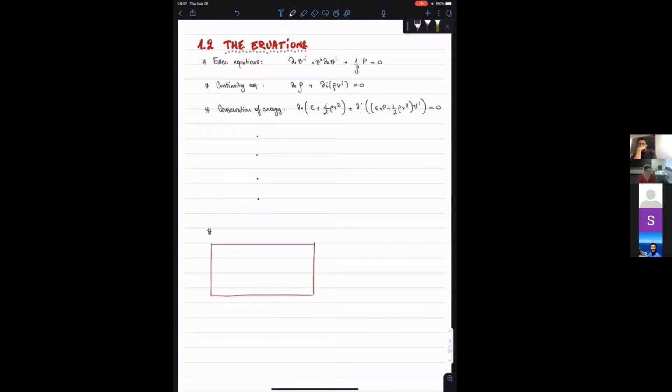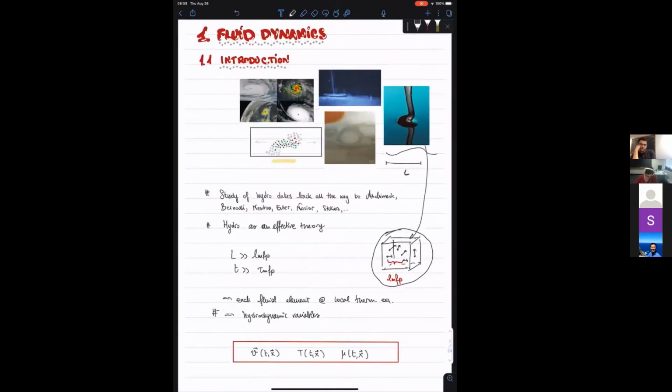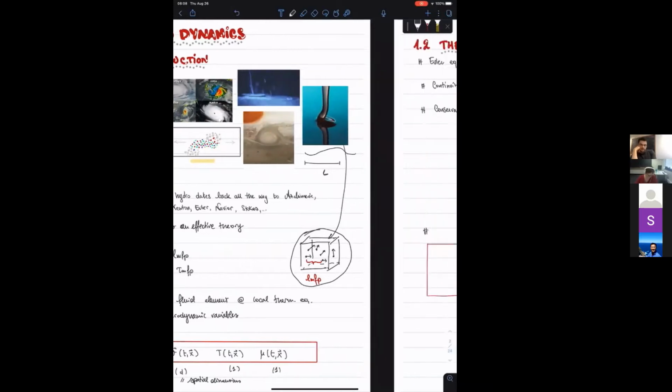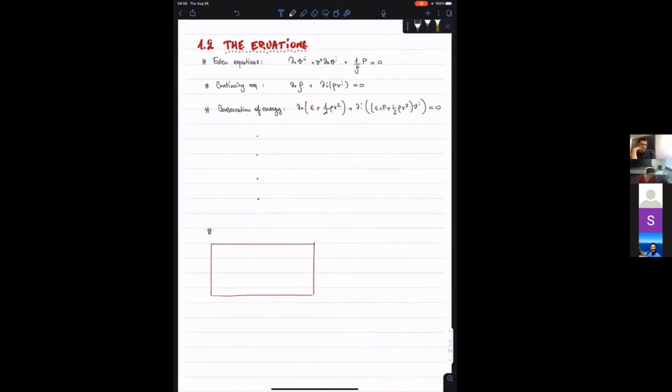Okay. So these are equations. Remember, the variables that we have chosen are the velocity field, so there are d of these variables, where d is the number of spatial dimensions. There is one temperature and one chemical potential. So there are d plus 2 variables. So we better have d plus 2 equations in order to have a closed set of equations to determine these variables. So we have a number of quantities here.